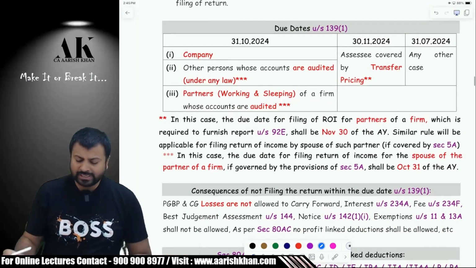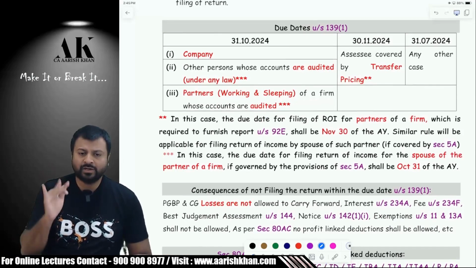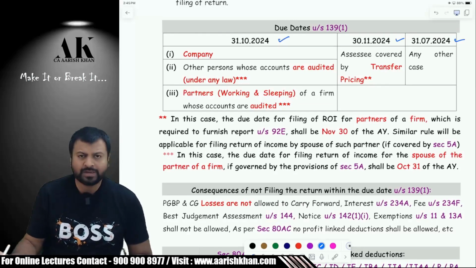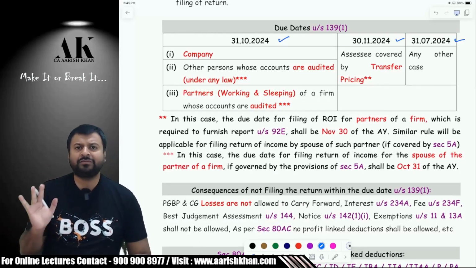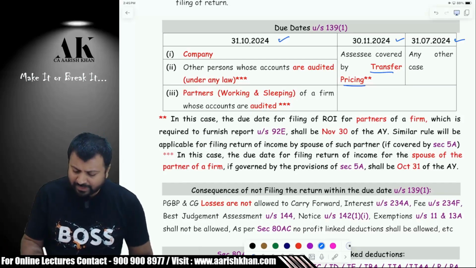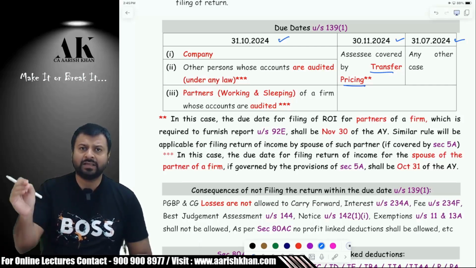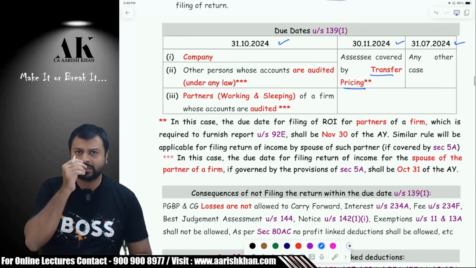Next one, what is the due date of filing of return, sir? There are three due dates: October, for few people it is November, and for few people it is July. First of all, let me clear for whom it is November. An assessee who is covered by transfer pricing, if transfer pricing is applicable in your case, then you will file in November. Now let us talk about October because that is the most important date.